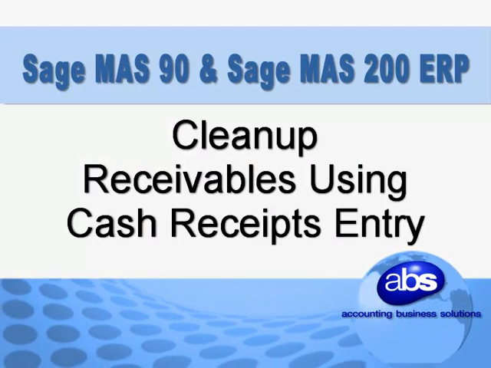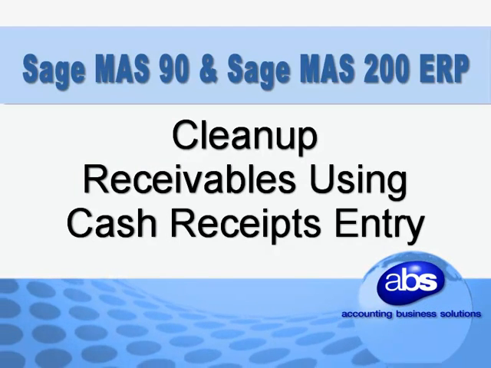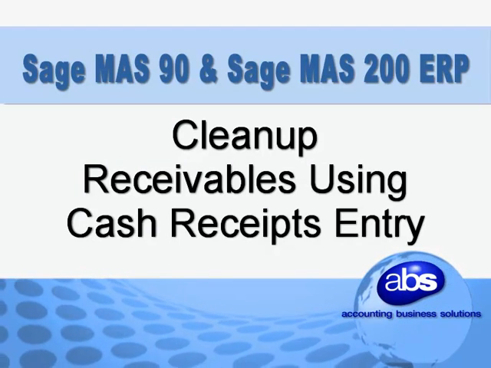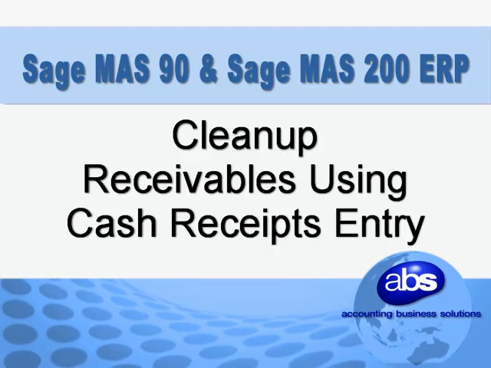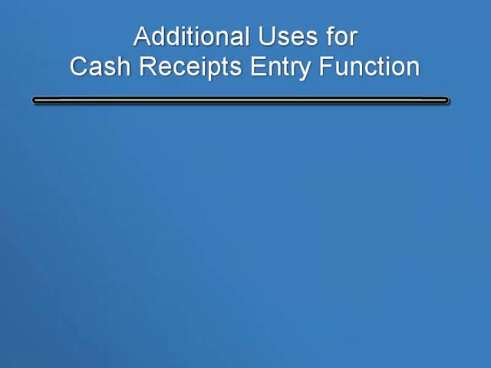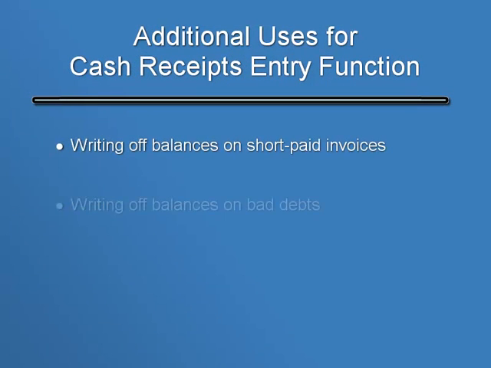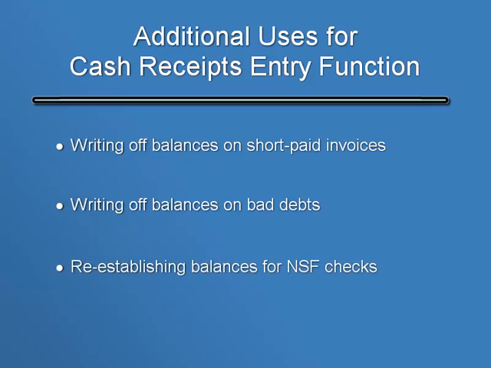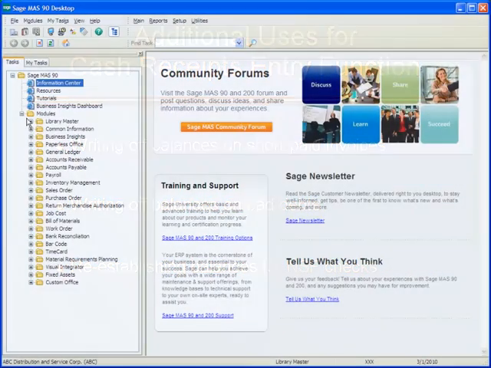The cash receipts entry function in Sage Mass 90 and Mass 200 has additional uses beyond just posting cash receipts. In this tutorial, we'll demonstrate 3 additional uses, which are writing off balances on short paid invoices, writing off balances on bad debts, and reestablishing balances for NSF checks. So let's jump right in and take a look at how to use the cash receipts function to write off balances on short paid invoices.